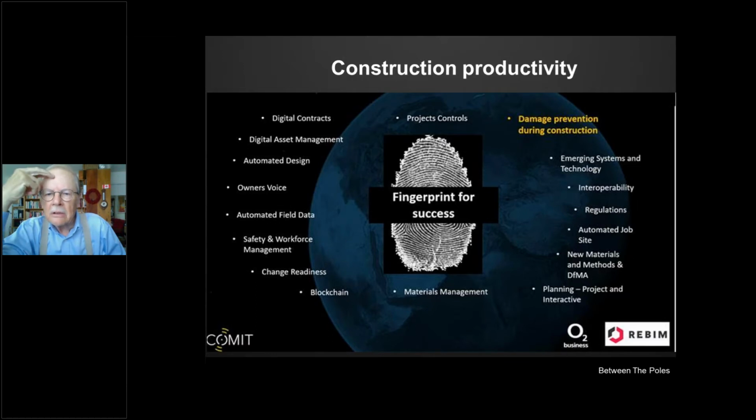I've added damage prevention during construction to this, and I'd like to make the case today that one of the areas I would even call a low-hanging fruit, if you really wanted to do something that would impact construction productivity quickly, would be dealing with underground infrastructure. I'll give you some statistics to back that up. Then I'll go through the cost of this, the financial cost, but also the social cost of hitting underground infrastructure.